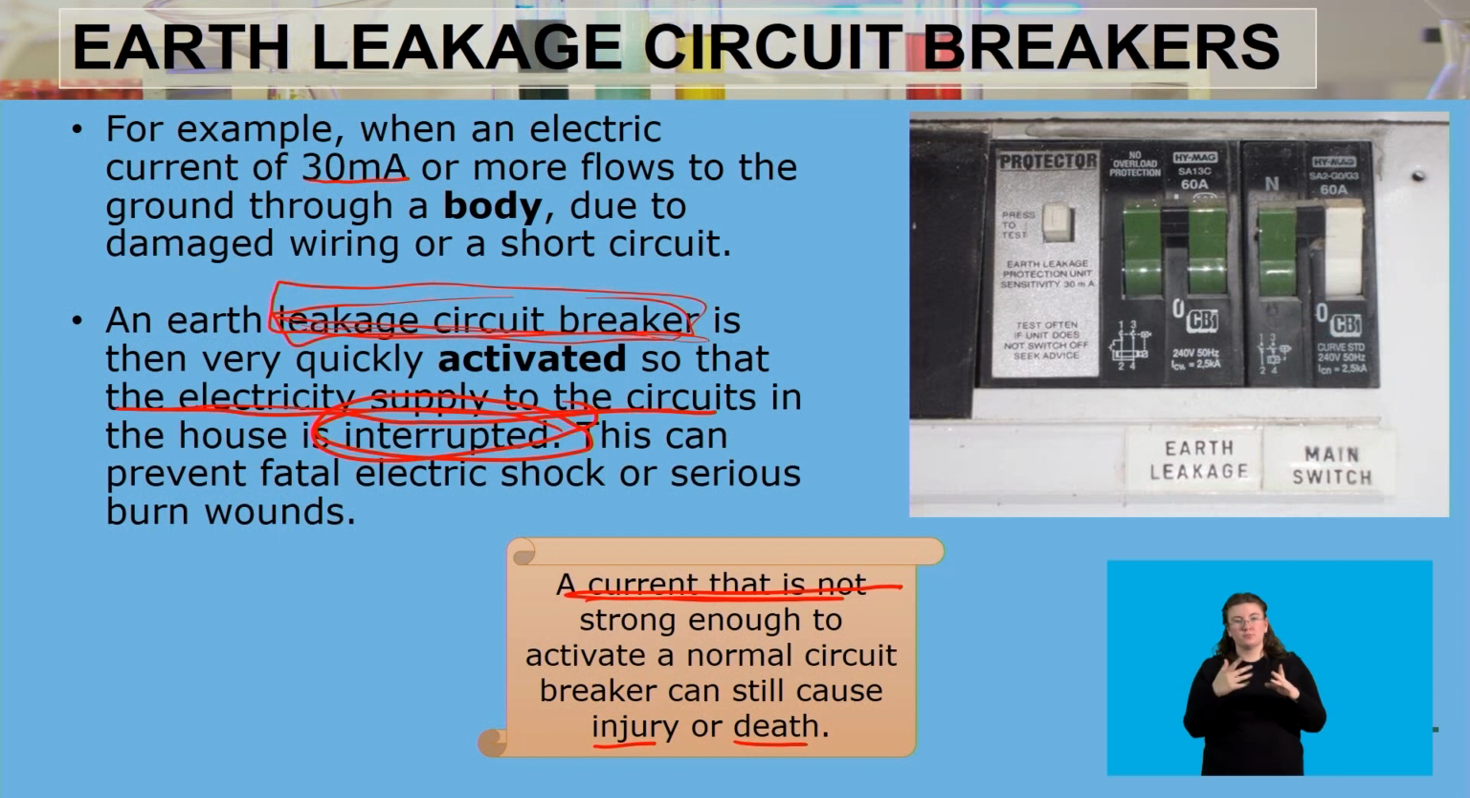This is an example of the earth leakage that we find in our circuit breakers, the main switch, as we normally call it. So that earth leakage is used to safeguard humans or any other living organisms that are living around that particular electricity.